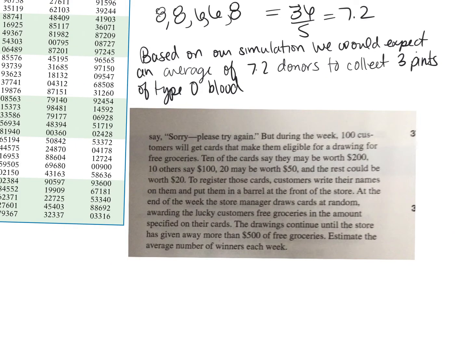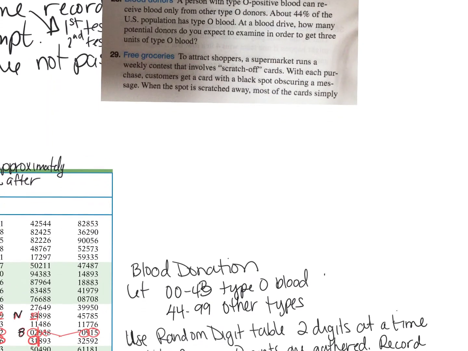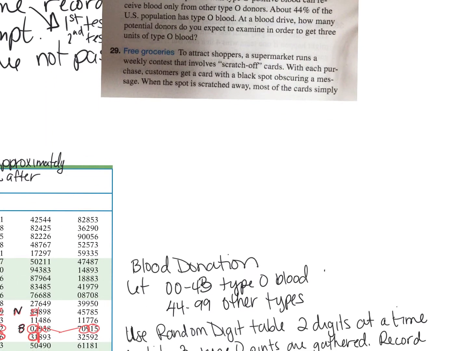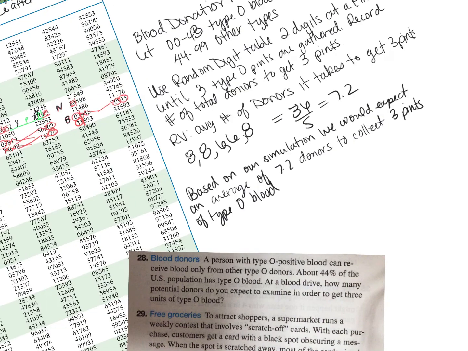Okay, and the last one from last night's homework is 29, which starts out by saying, it's up a little bit up here somewhere. To attract shoppers, a supermarket runs a weekly contest that involves scratch-off cards. With each purchase, customers get a card with a black spot obscuring a message. When the spot is scratched away, most of the cards simply say, sorry, please try again.